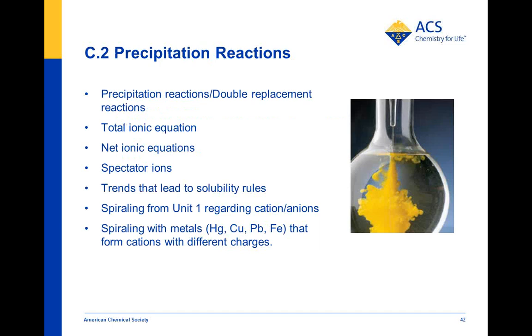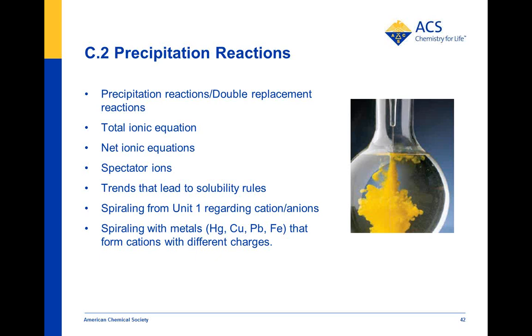Now in C2, they look at precipitation reactions. They're going to look at double replacement reactions and how one ion may move into the space of another ion. So we're going to look at a total ionic equation. Also, we're going to look at net ionic equations. We're going to discuss the concept of spectator ions and what those really mean.